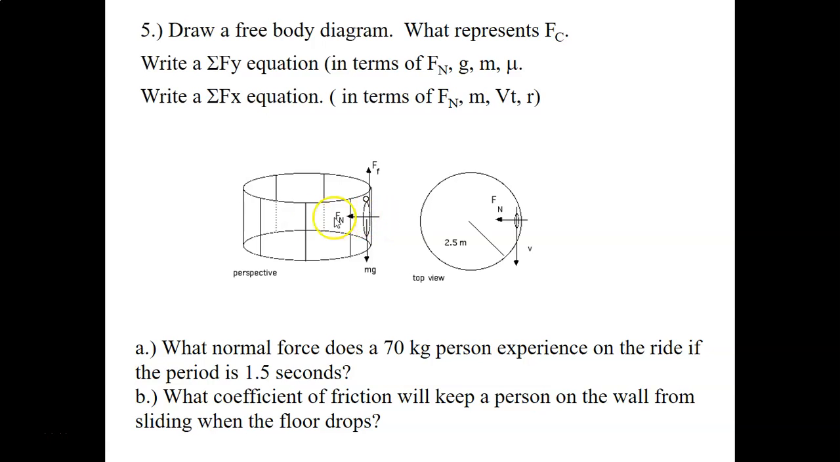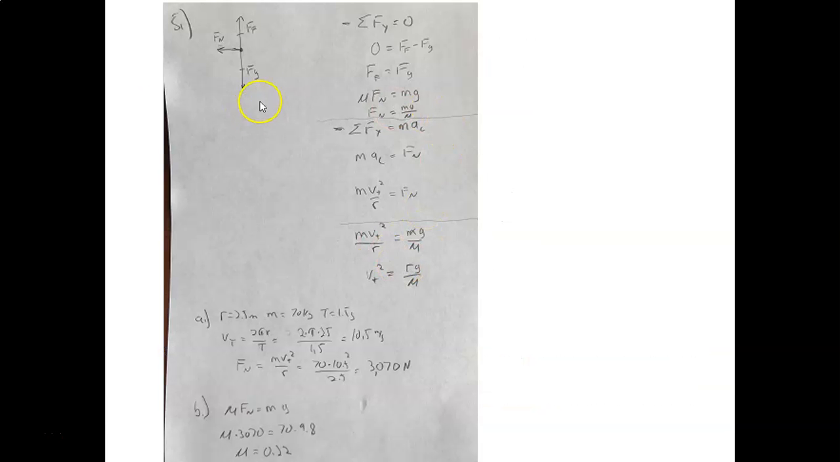It's the normal force acting to the center of the circle that's providing the centripetal force. Friction is just preventing you from sliding down, if you can prevent from sliding down. So we know that the forces in the y direction cancel, and the forces in the x direction here are going to be equal to the centripetal force. So y cancels, and basically the force of friction equals the force of gravity.